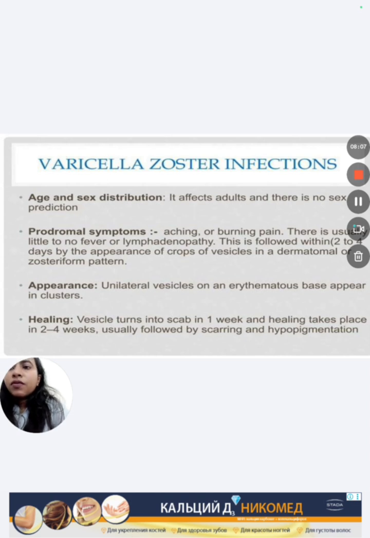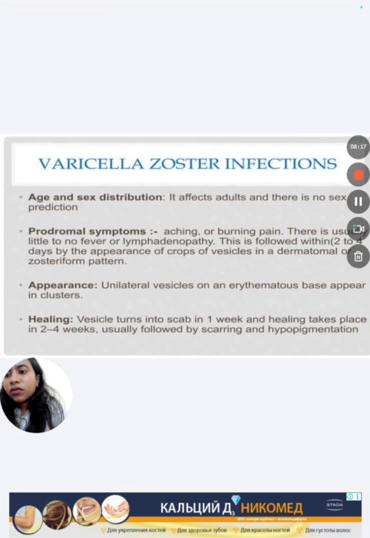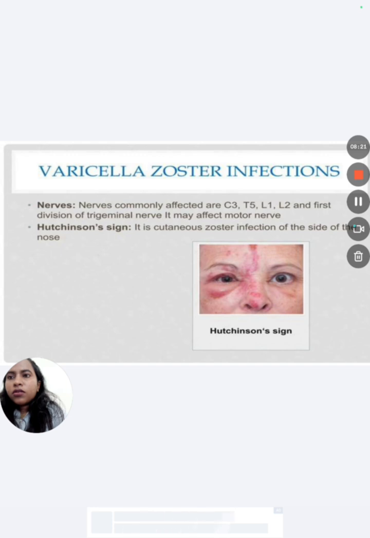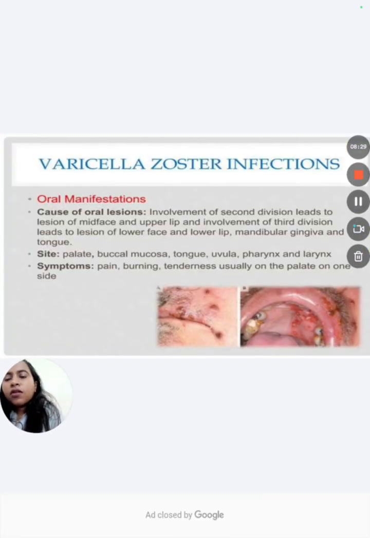Appearance: unilateral vesicles on an erythematous base in cluster formation, healing in 2 to 3 weeks, followed by scarring and hypopigmentation. So it affects C3, T5, L1 and L2. Then Hutchinson sign will also be present. Oral manifestation: involvement of the second division leads to the midface and upper lip, and involvement of the third division leads to the lower face and lower lip.